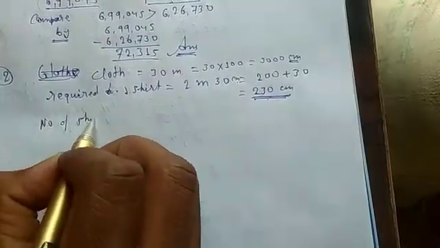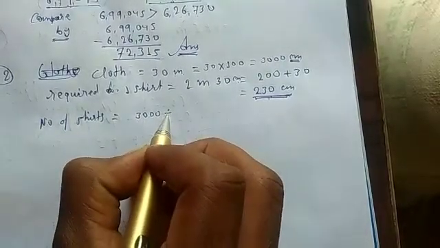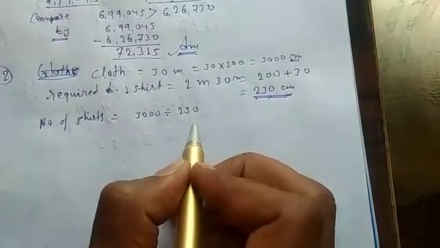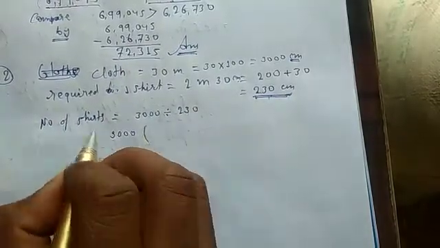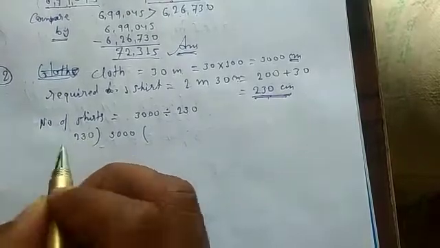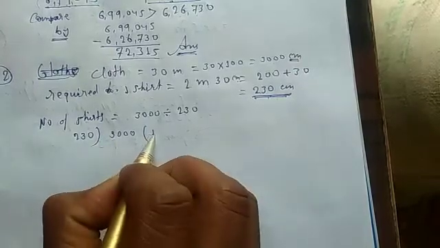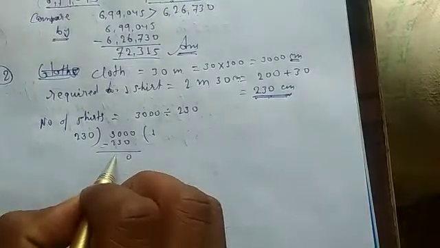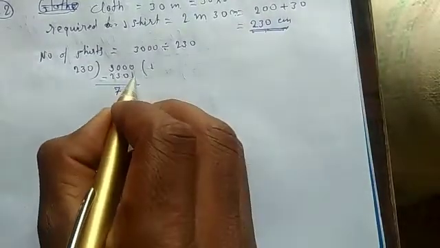So number of shirts equal to, simply divide the total cloth by the cloth required for one shirt. Divide 3000 by 230. First of all we will divide 300 by 230, one time. 230, subtract, 0, 70 centimeters left, bring down 0.